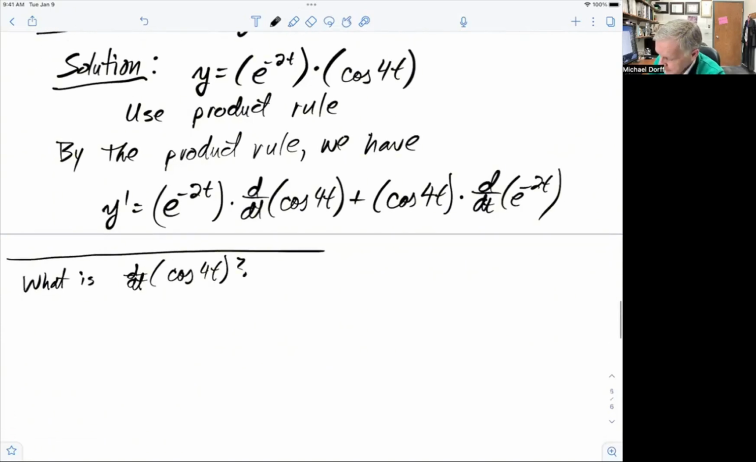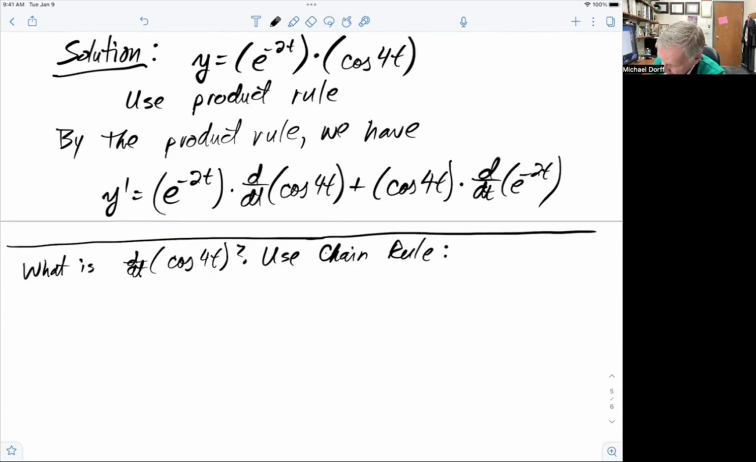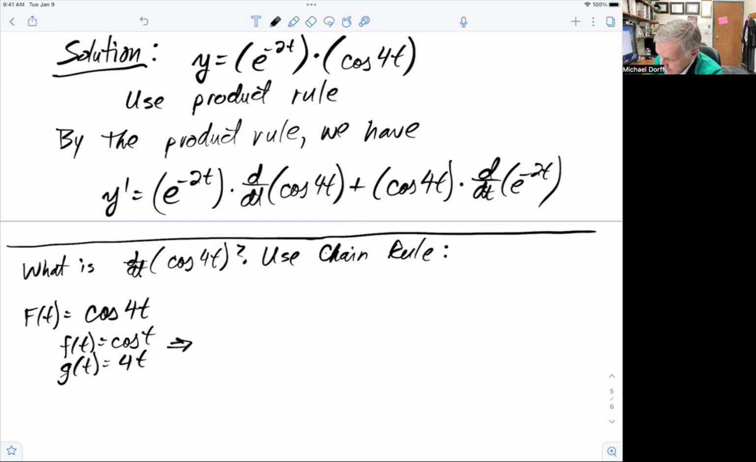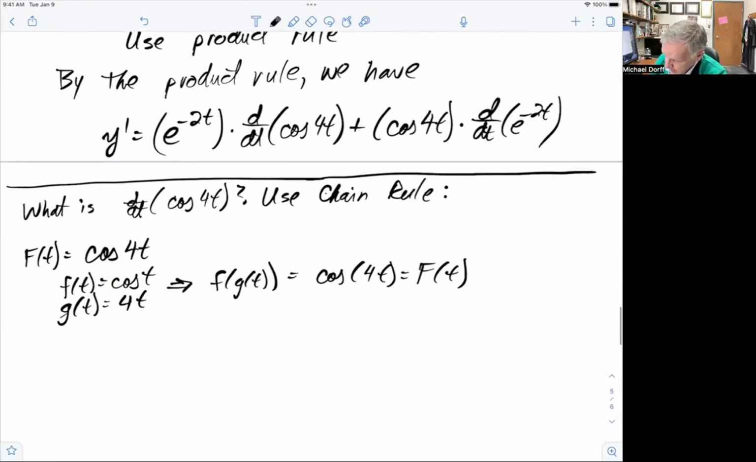This is where I have to use the chain rule. So I've got this cosine of 4t, and let's just call that capital F of t. That's really going to equal the cosine. If I let little f equal cosine of t and little g equal 4t, then when I do f composed with g of t, I'm going to get cosine of 4t, which is capital F of t. So the derivative, I'm going to do this one by the box method here.